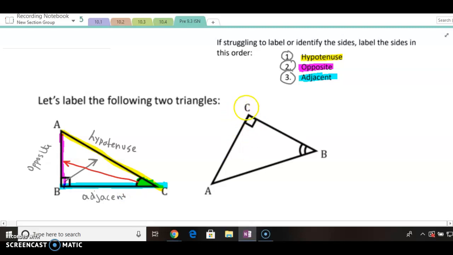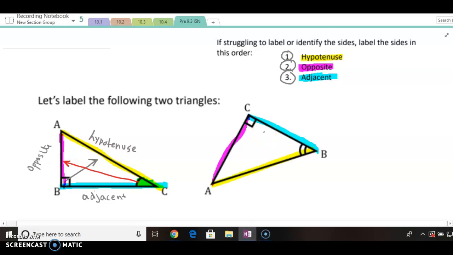Now I want you to go ahead and do this triangle here on your right. Label each side. One of the sides is the hypotenuse, one is the opposite, and one is the adjacent. You can't have 2 hypotenuse, you can't have 2 opposite. You have to have one of each of those, and then we'll go over it.